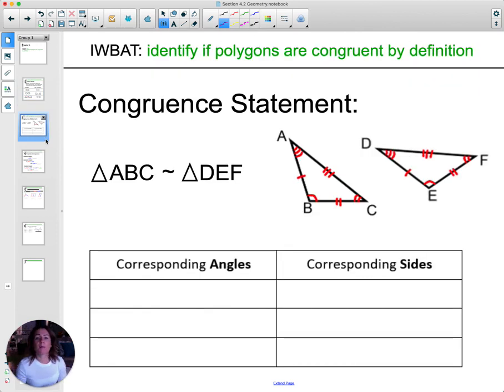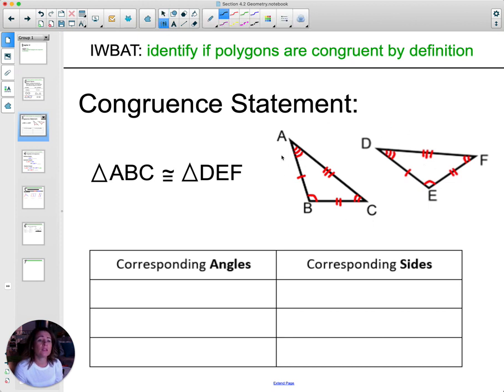So then let's talk about congruence statements. So a congruent statement looks like this. It's got an equal sign with a little squiggly above it. And so the way that you would read that out loud would be triangle ABC is congruent to triangle DEF, meaning they're all exactly the same shapes and sizes for their corresponding parts.